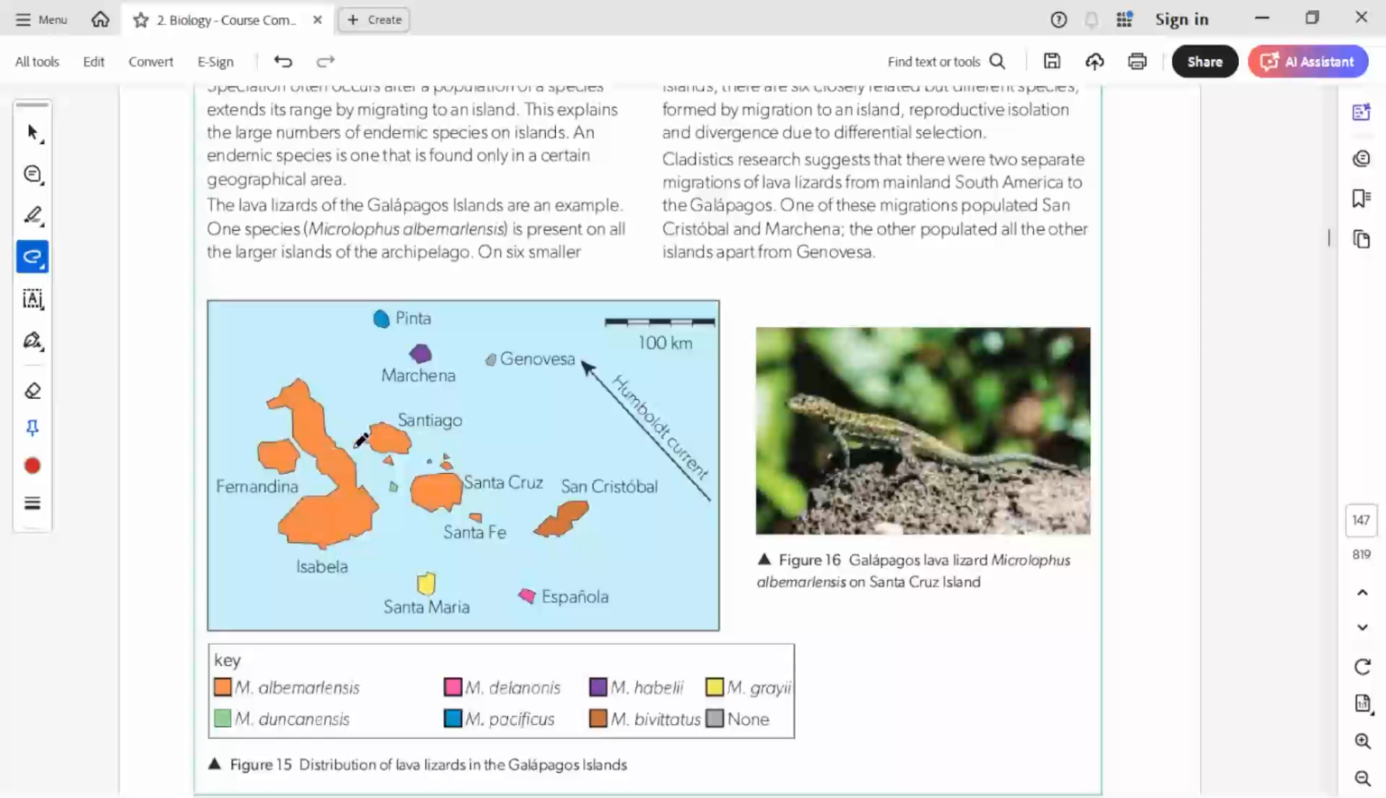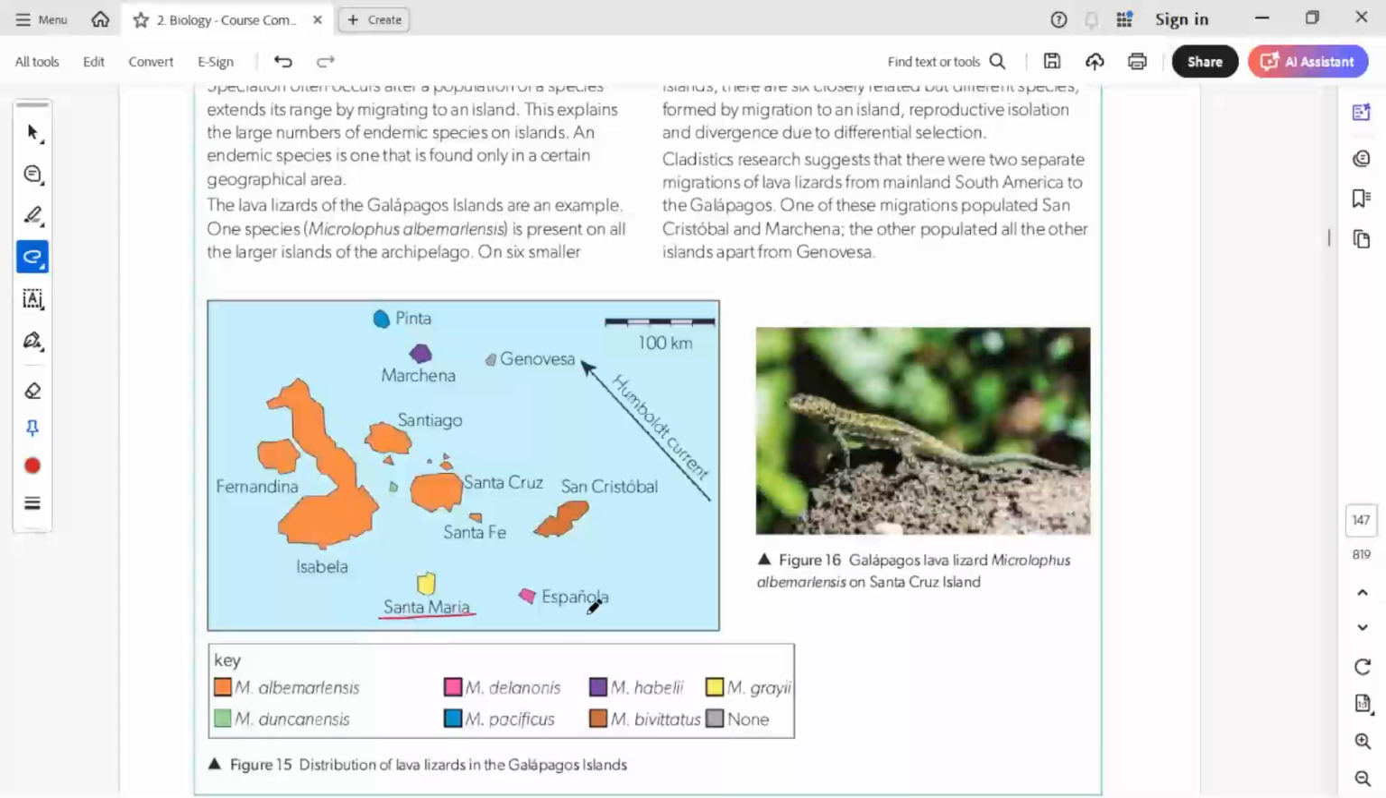And here migration is still possible because this group of islands are close to each other. So in that condition, these particular islands might have had migrations taking place, and gene pools are actually exchanged between each other. That is why similar species developed on these islands.